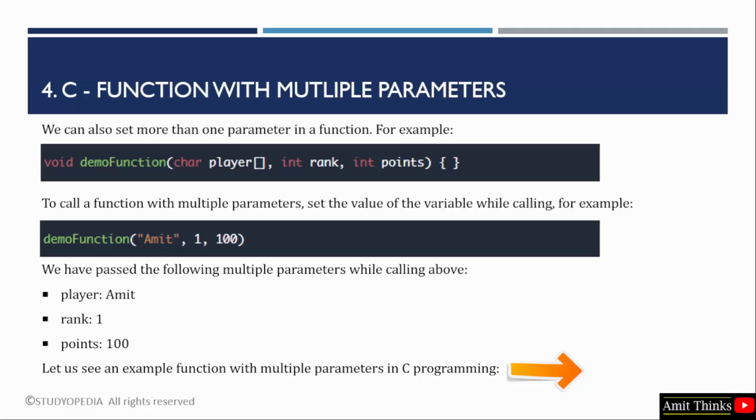Like shown here with the demo function, we have mentioned 3 parameters here. One is an array of characters player, that is a string, then the rank, that is an integer, and then the points, that is an integer. Now to call a function with multiple parameters, just pass each and every value. The first one was a string, array of characters, that's why I have passed my name Amit. Then the rank and then the points as integers. So we have passed multiple parameters while calling above, that is player, rank and points. Now let us see an example of a function with multiple parameters in C.